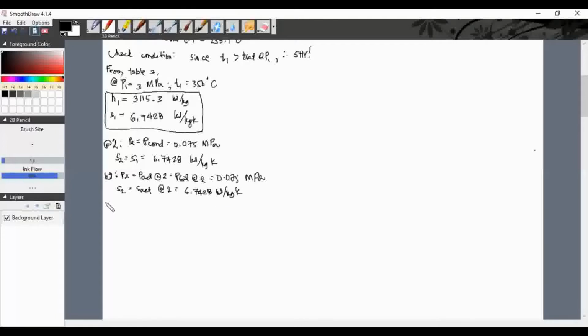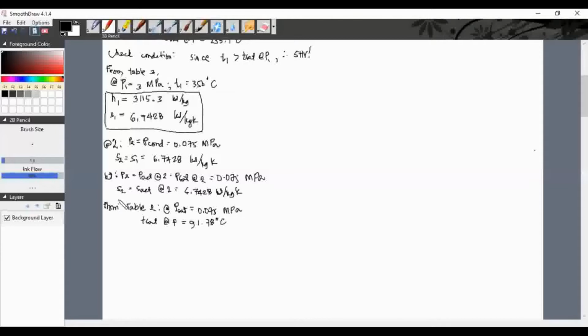Okay. So gamitin ko na lang table 2. From table 2, okay. So from table 2, so at P sat of 0.075 megapascals, meron tayong PSAT, no? PSAT at P, which is equal to 91.78. According sa table ito ha, 91.78 degrees Celsius.